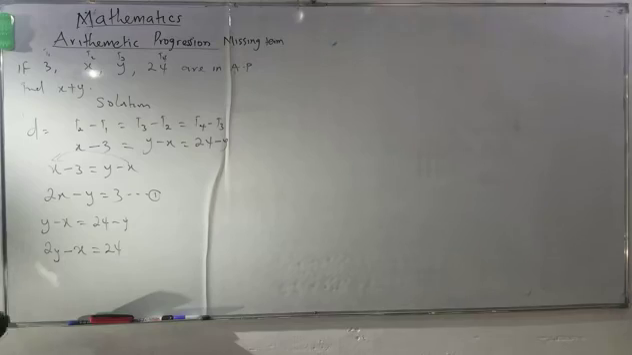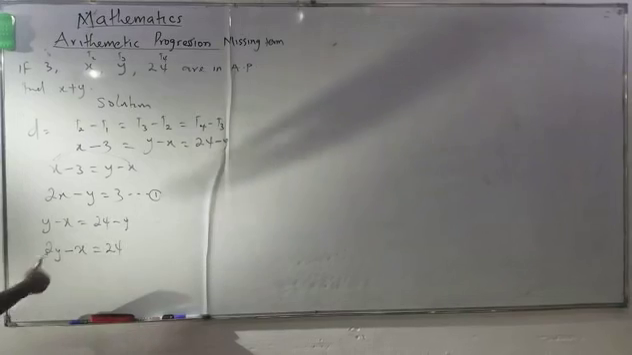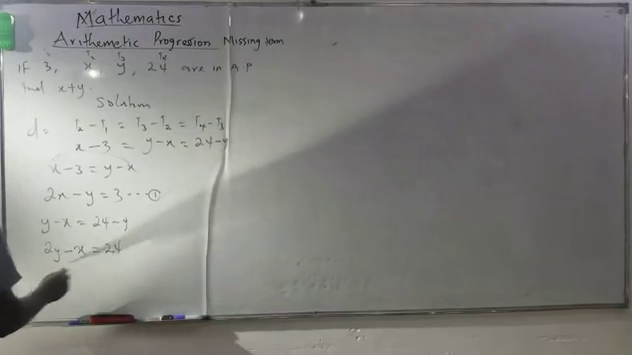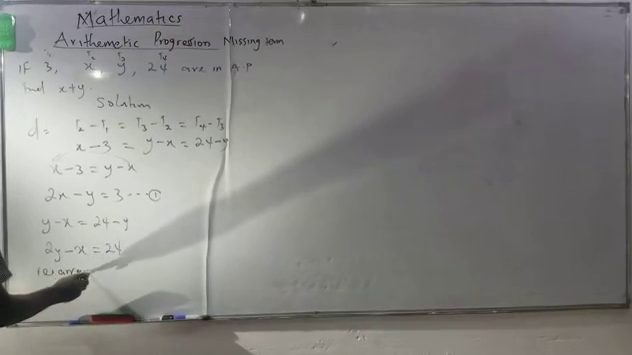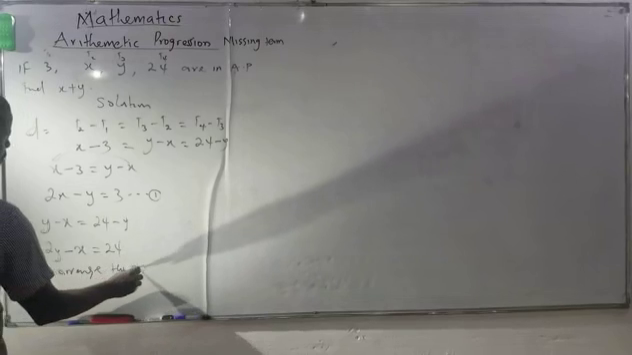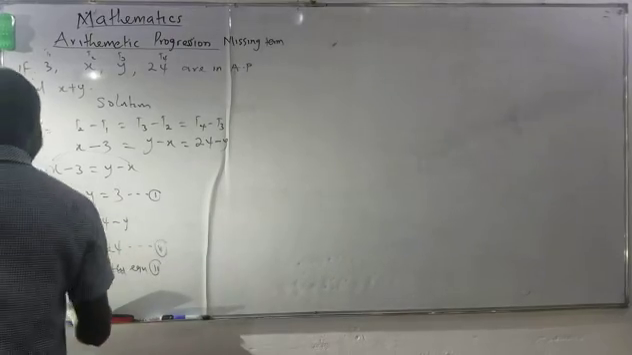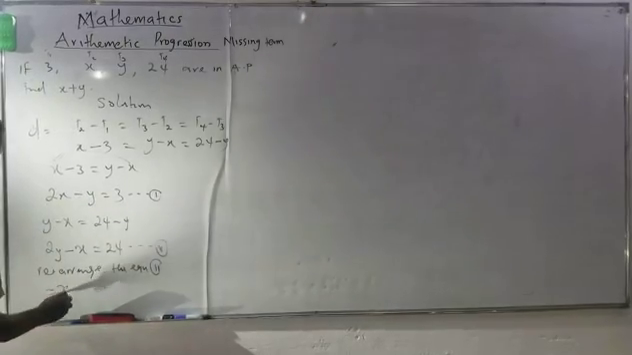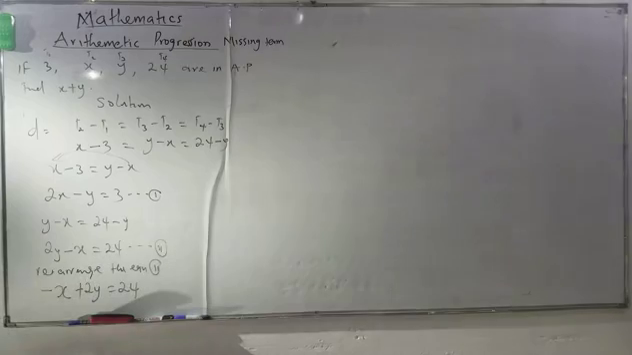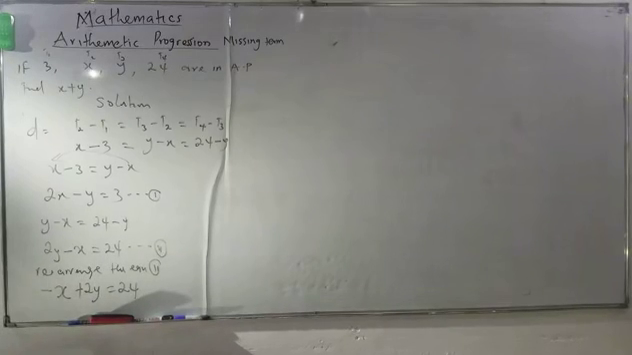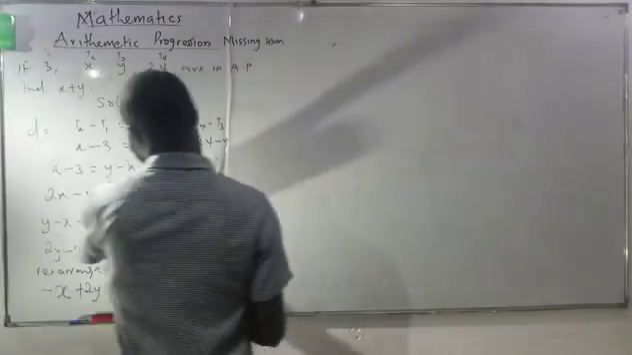Now I can rearrange, so I can have a better option. Rearrange equation 2. How do I rearrange it? It will now be minus x plus 2y equals 24. Now, I just rearrange it. For me to make it balanced, this is my equation 1.